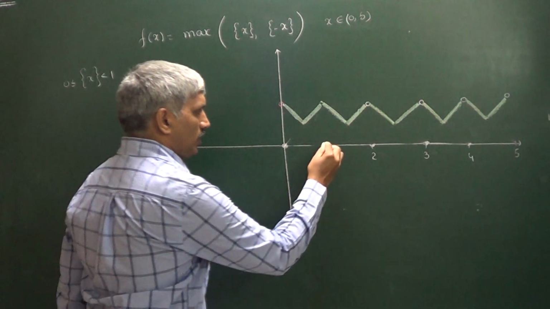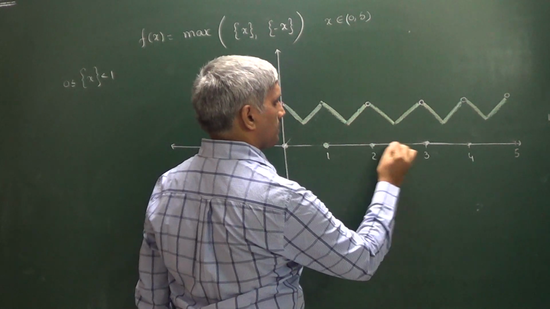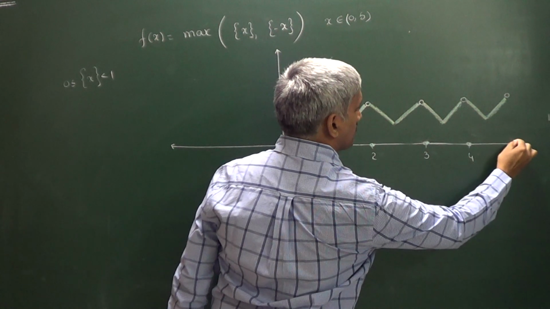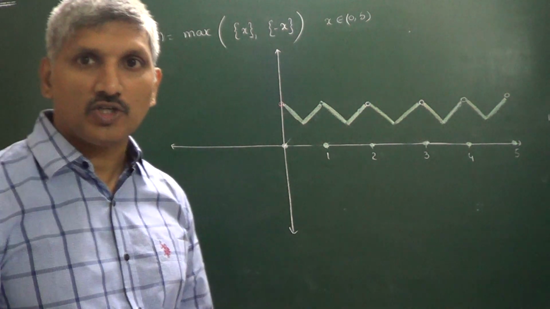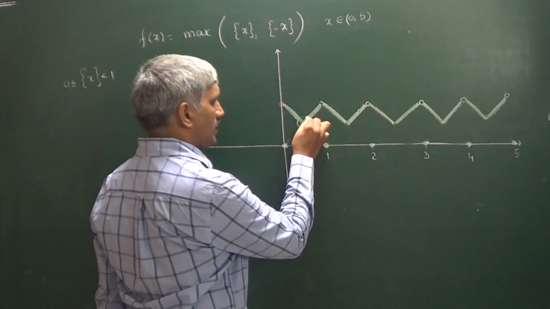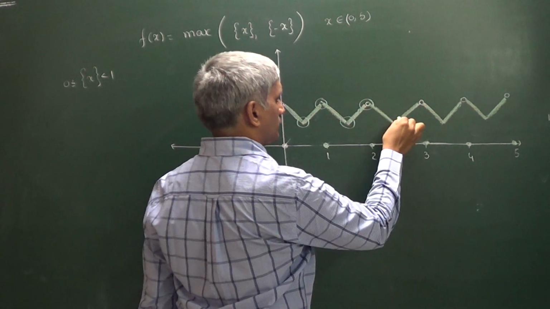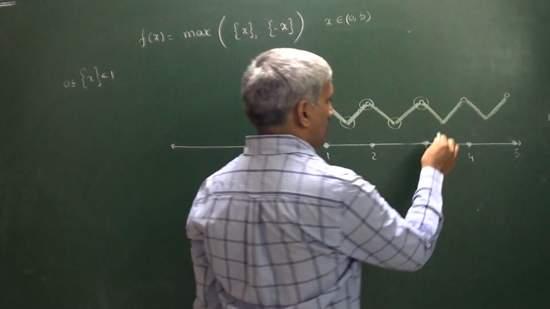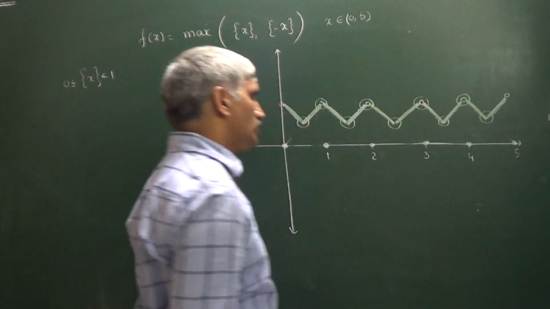So that is the graph we got. We require it in the open interval 0 to 5 only. So observe the sharp edges, 1, 2, 3, 4, 5, 6, in the open interval 0, 5, and this is another sharp edge, this is one more sharp edge, and these are the sharp edges.